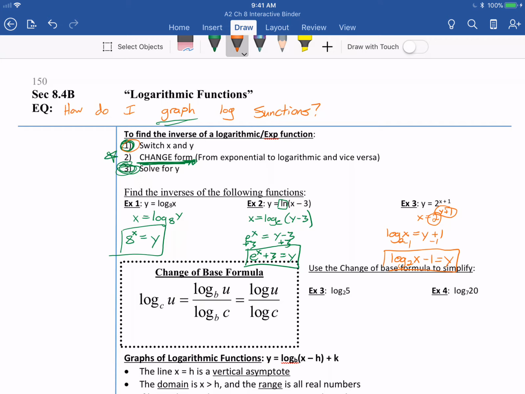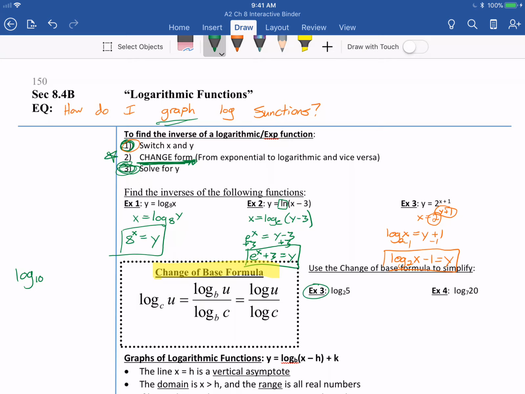Switch the x and the y, change the form, and then solve for y. Okay, and the next one is going to be huge: the change of base formula. Remember how I talked about in your calculator you only have log base 10. So now we're going to talk about how do I plug this into my calculator if it's something that looks like example number 3 here?